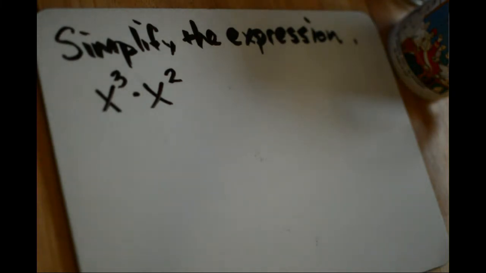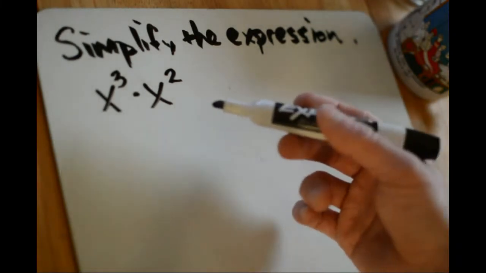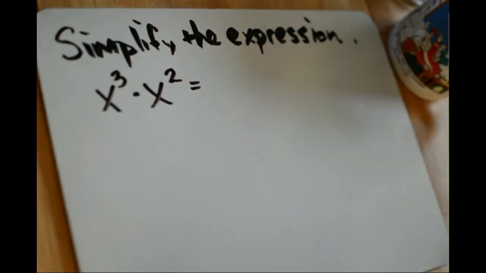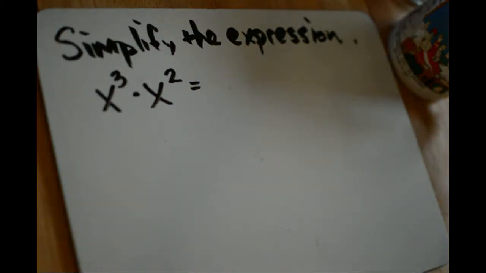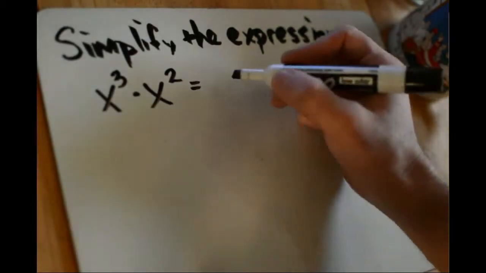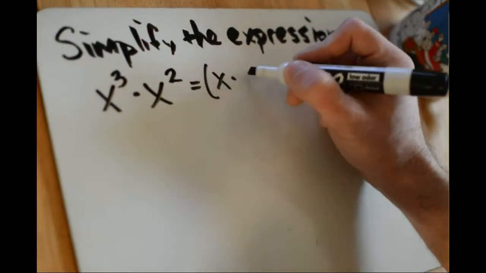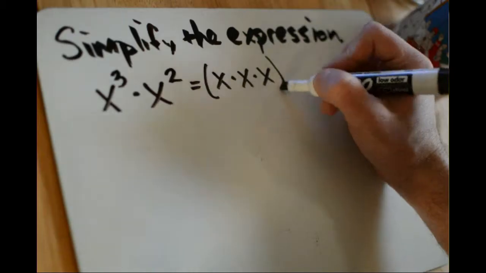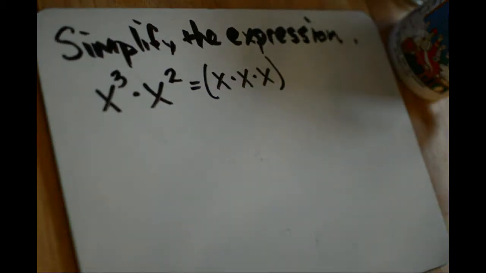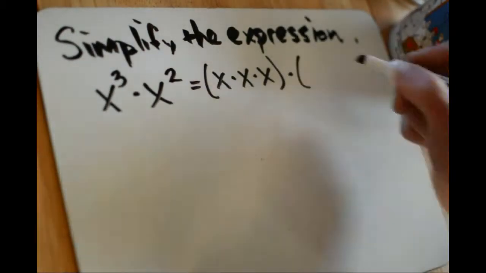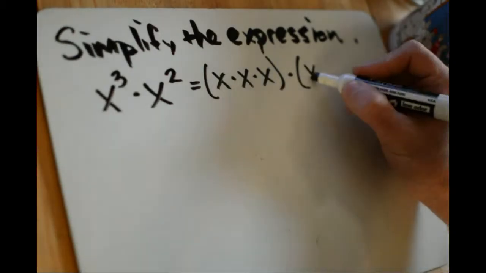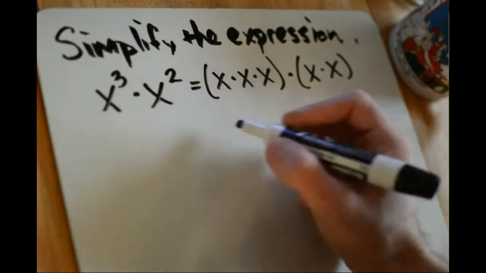If you're taking x to the third times x squared, one thing that we can do here is just expand those two terms out as far as what they mean. So x to the third means we're taking x times itself 3 times. That's just x times x times x. Now x squared, which we're multiplying that by, is really just x times x.